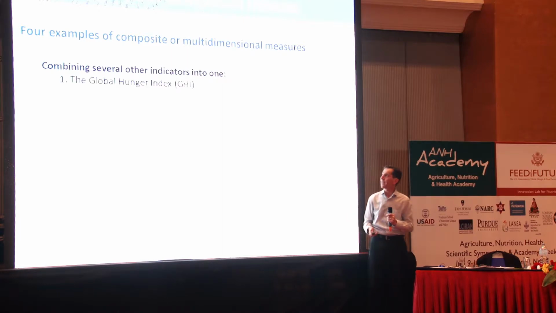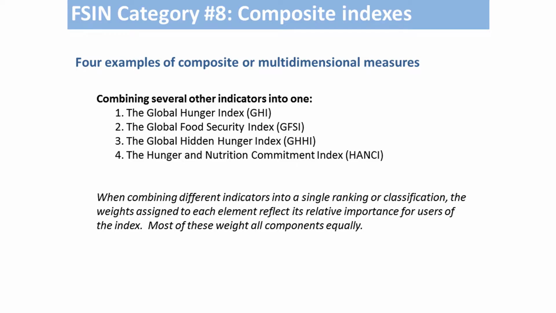So I'll just give you a set of examples. The Global Hunger Index is a composite of just 3 metrics, 3 individual indicators averaged together. Global Food Security Index, Hidden Hunger Index, HANSI, the Hunger Nutrition Commitment Index, each one capturing a different combination of underlying measures. In each case, you can read about them in detail in the user's guide.